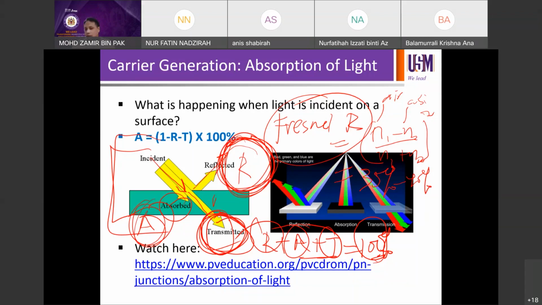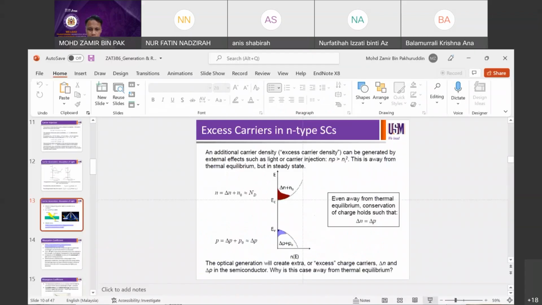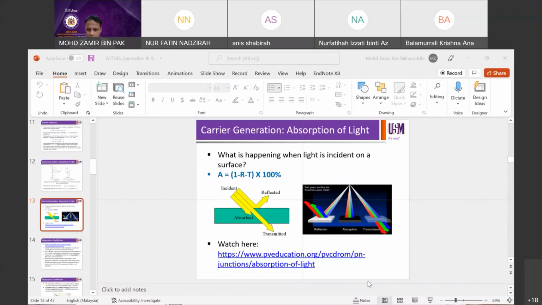So now let's finish off by going to this link to explain the concept better. Let me share the website so that you can appreciate the concept of light absorption for carrier generation.